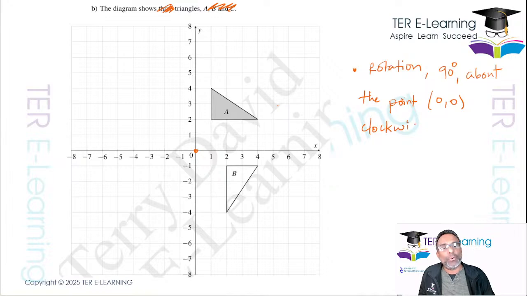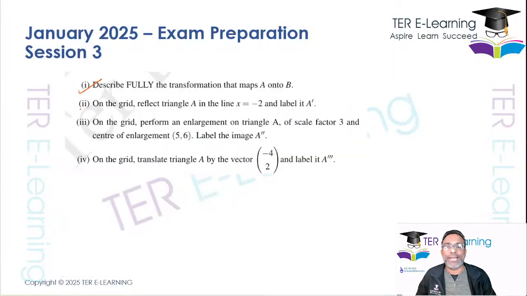Now, instead of saying clockwise, some of you may have wanted to say anti-clockwise. If you said anti-clockwise, you must use 270 degrees anti-clockwise, right? So I saw some of you saying anti-clockwise 270. Yeah, that's fine as well, right?